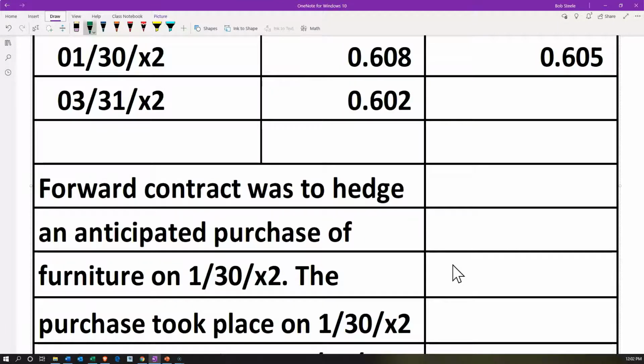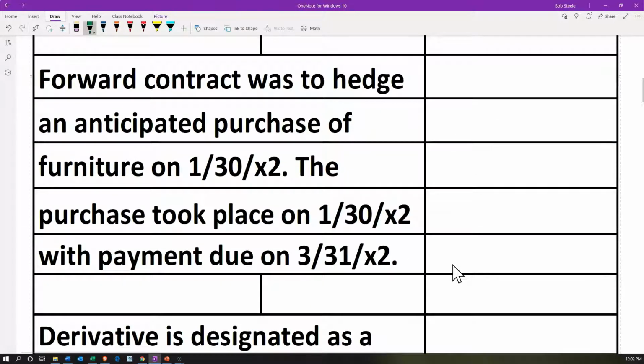Then the actual purchase took place on 1/30/2, where we had the purchase, but it was purchased on account. Therefore, we purchased the furniture, have not yet paid for the furniture at that point. Then the payment's going to take place on 3/31/2. When we pay off the furniture, we're going to be paying it off with Australian dollars. Now, in order to support that, we have the forward contract hedge. Remember, the forward contract hedge was to anticipate the purchase.